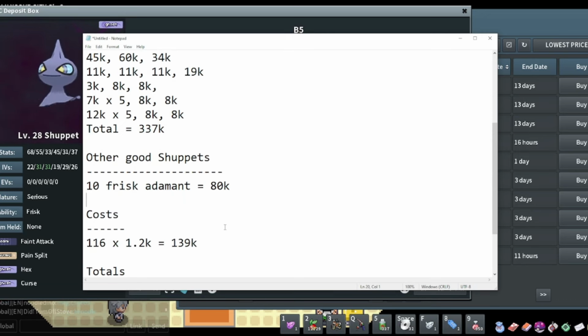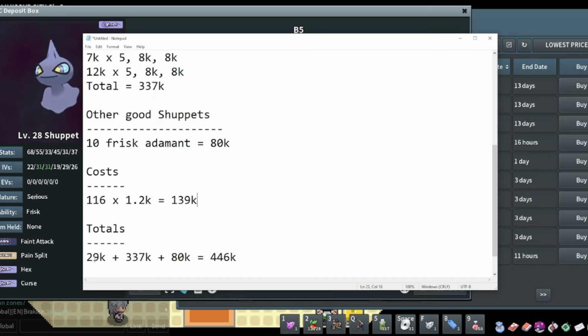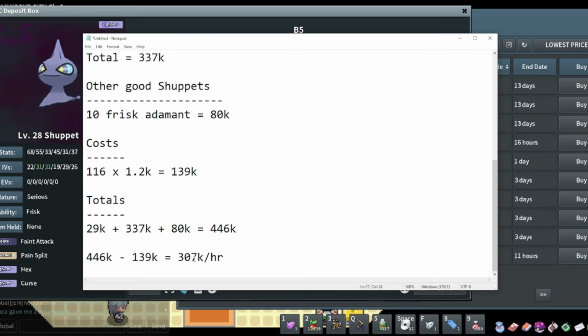In terms of costs, they're really simple. We've got the Quick Balls, which cost 1.2K a piece. They're actually very cheap for how good they are, and they cost 139K total. And so our totals are, we made 446K in revenue, and we just have to subtract off our balls, and there we go, 307,000 per hour. Actually, a really, really great money-making method.